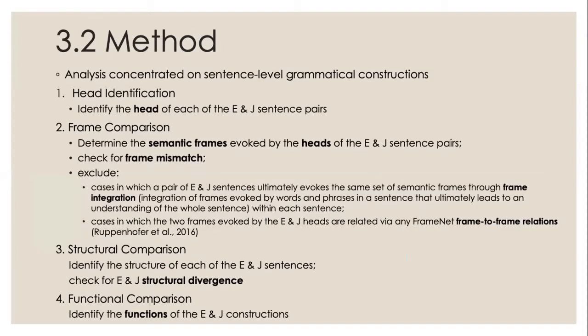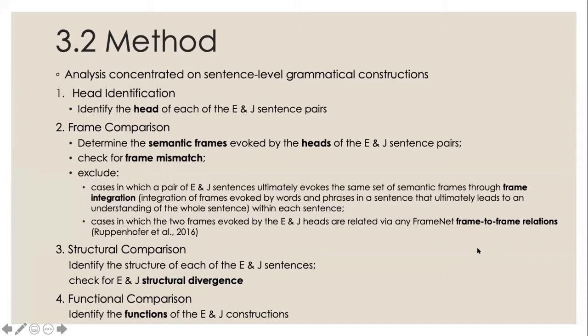The methodology, the details of the methodology used are shown on this slide. Number one, head identification. Identify the head of each of the English and Japanese sentence pairs. Oh, by the way, we focused on sentence level grammatical constructions. Number two, frame comparison. Determine the semantic frames evoked by the heads of each of the sentence pairs. Check for frame mismatch. Exclude two kinds of cases from frame mismatch. One is a frame integration, and the other is frame-to-frame relations.